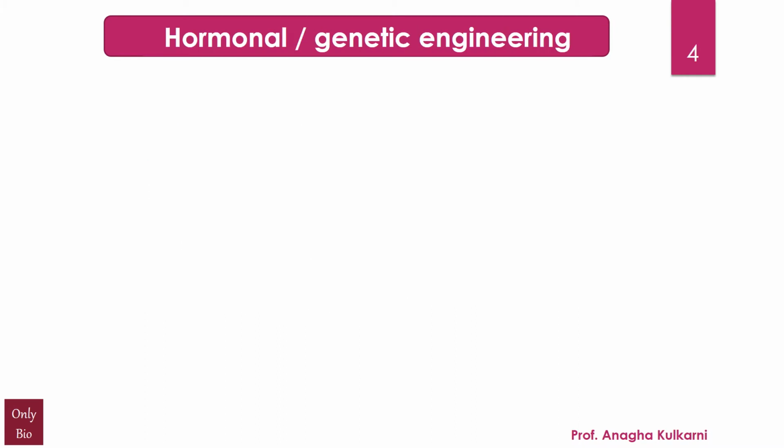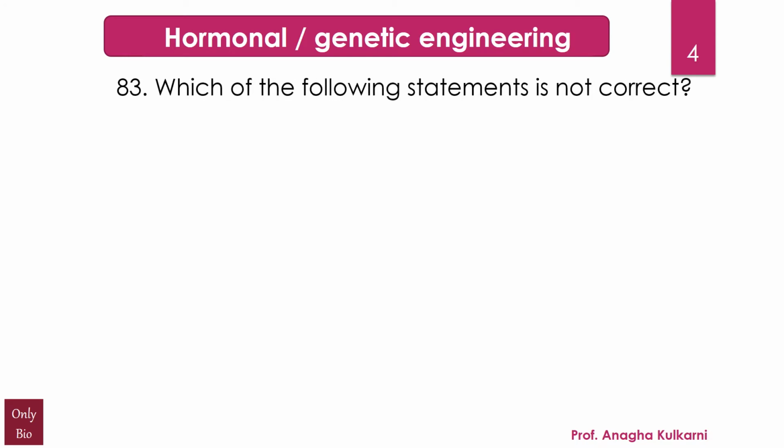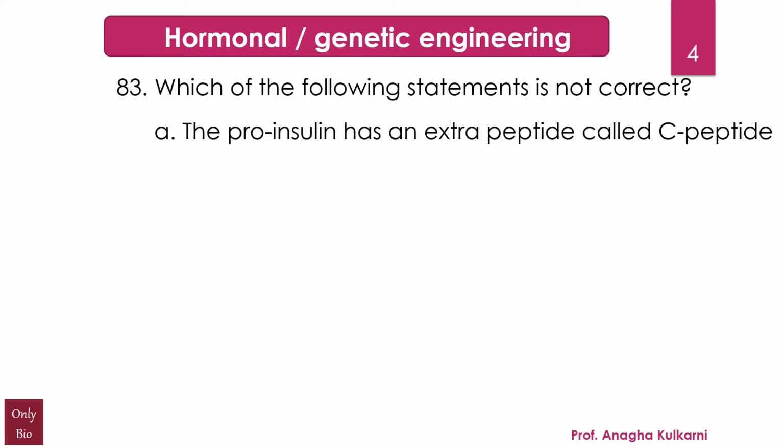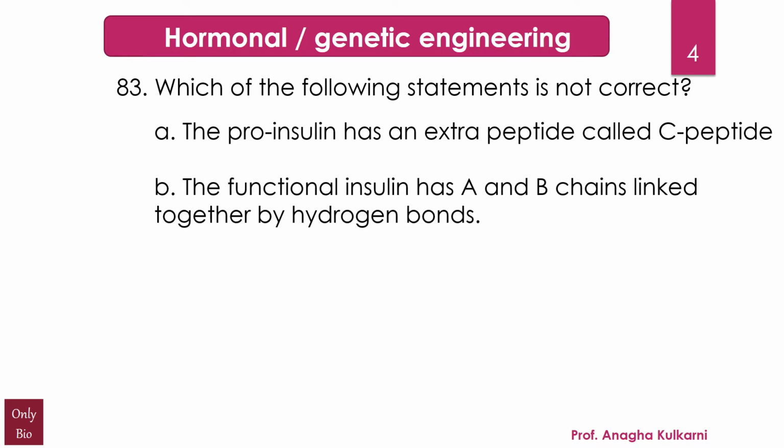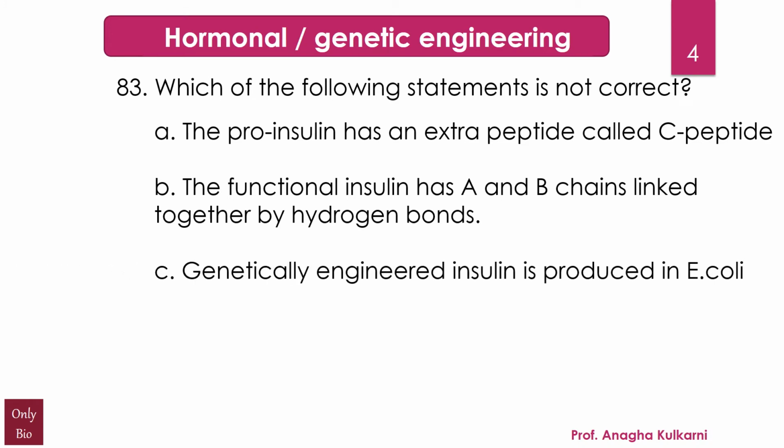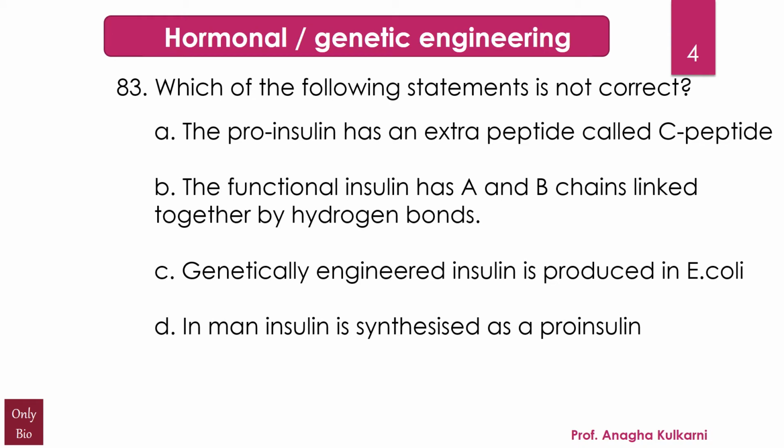Now the next question relates to the chapter on hormonal as well as genetic engineering, and the question is, which of the following statements is not correct? Not correct, that is wrong. A. The proinsulin has an extra peptide called a C-peptide. B. The functional insulin has A and B chains linked together by hydrogen bonds. C. Genetically engineered insulin is produced in E. coli. And D. In man, insulin is synthesized as a proinsulin. And the correct answer is B.